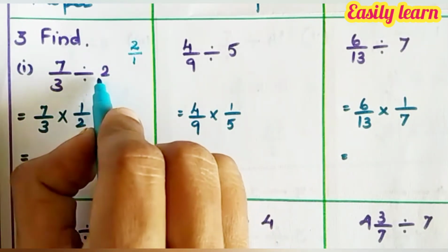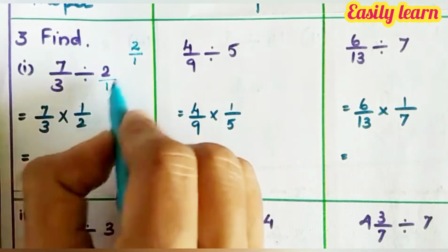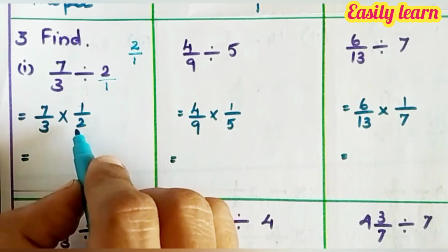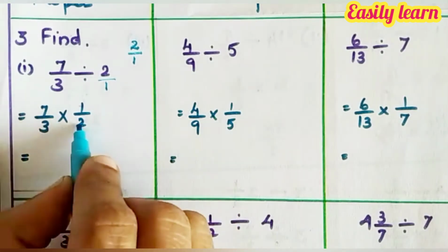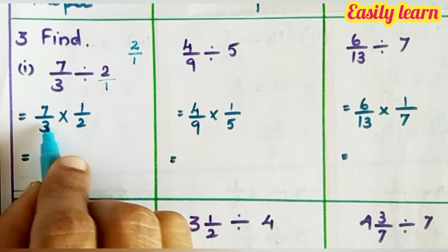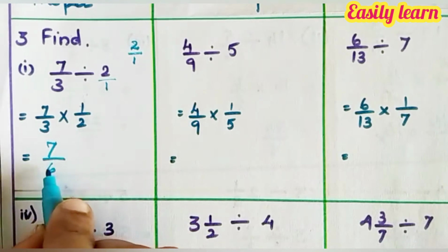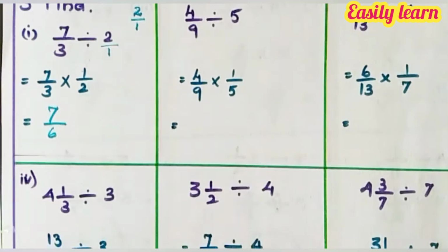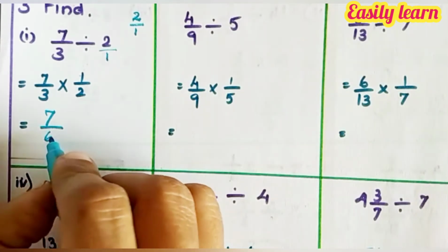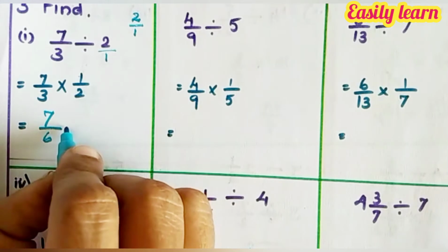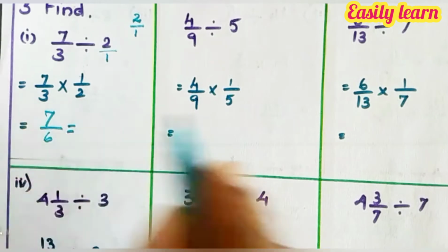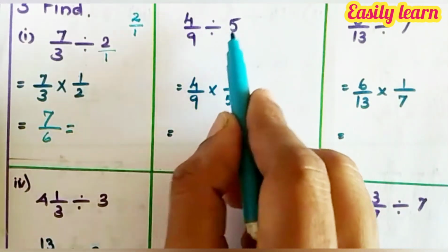Now we know that the whole number divided by 1 gives the same. So we take it as 2 by 1. So the reciprocal is 1 by 2. So now we cannot cancel any numerator or denominator. So we will multiply as it is, 7 by 6. Maybe if you want you can convert this into a mixed fraction. Otherwise you can keep this like this. If they ask you to bring it to the lowest form or to the mixed fraction, then you can convert this one. So next one, 4 by 9 divided by 5.